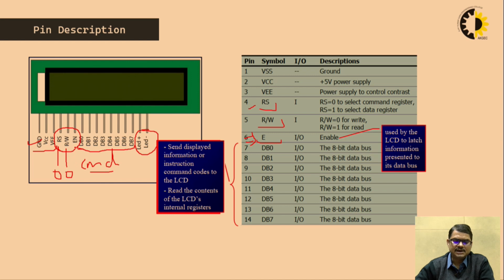But this write operation will complete only if the signal available at EN goes from high to low. This high to low transition is important. Whenever we are trying to write anything into the LCD, we need to make this high to low transition at this enable pin. So this is the basic rule of the pins available with the LCD.